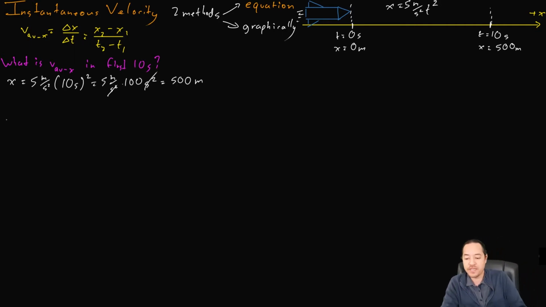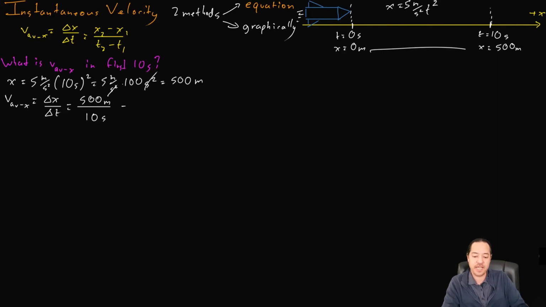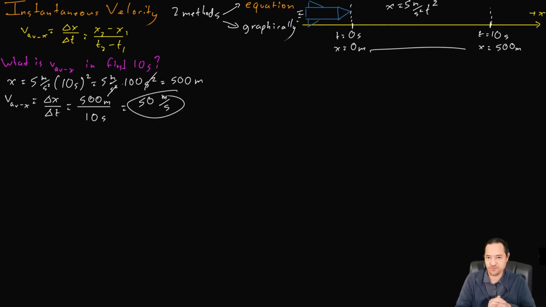And so now we can easily calculate our average x velocity, and that will be delta x over delta t. Our displacement delta x, well, we went from 0 to 500, so that's going to be 500 meters, and our delta t is going to be 10 seconds, right? So here we have an average velocity of 50 meters per second. That's going to answer the question for us. Good. Not too difficult.